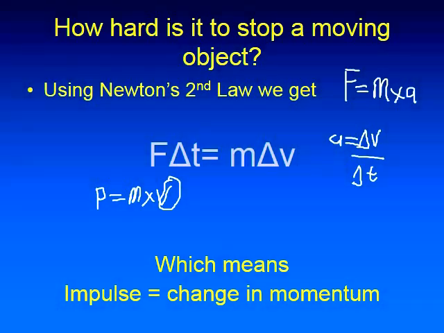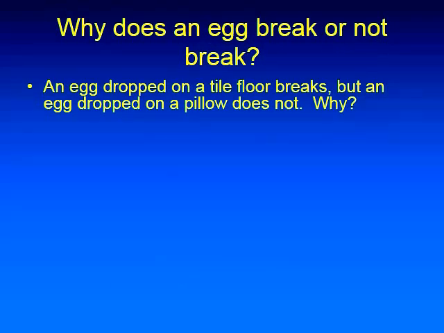And a change in impulse. So you've got to ask yourself the question then, why does an egg break or not break depending on the surface it lands on? So if you have an egg and it's dropped on a tile floor or the linoleum floor we have in the classroom, it smashes into little pieces, okay? Just like in a nursery rhyme, Humpty Dumpty.